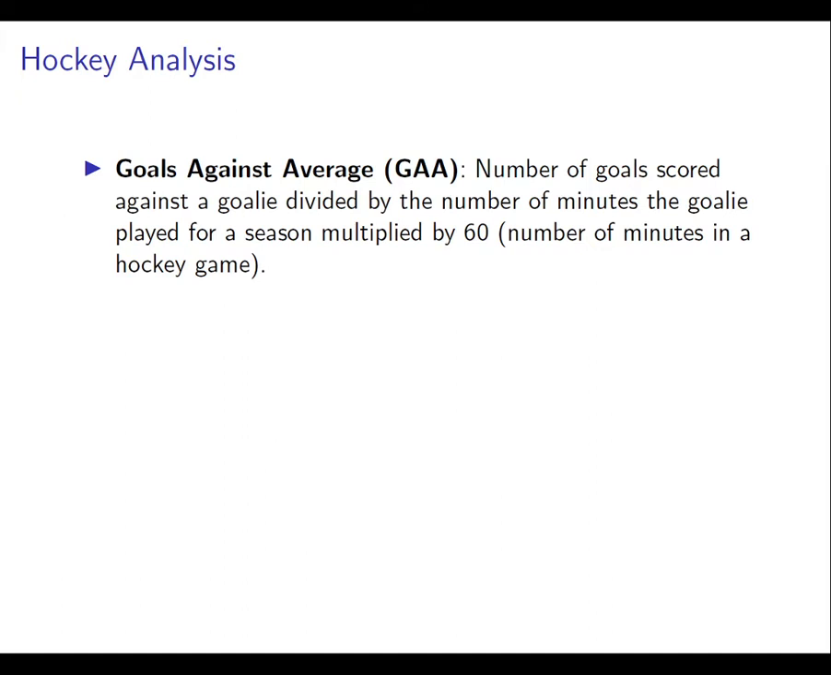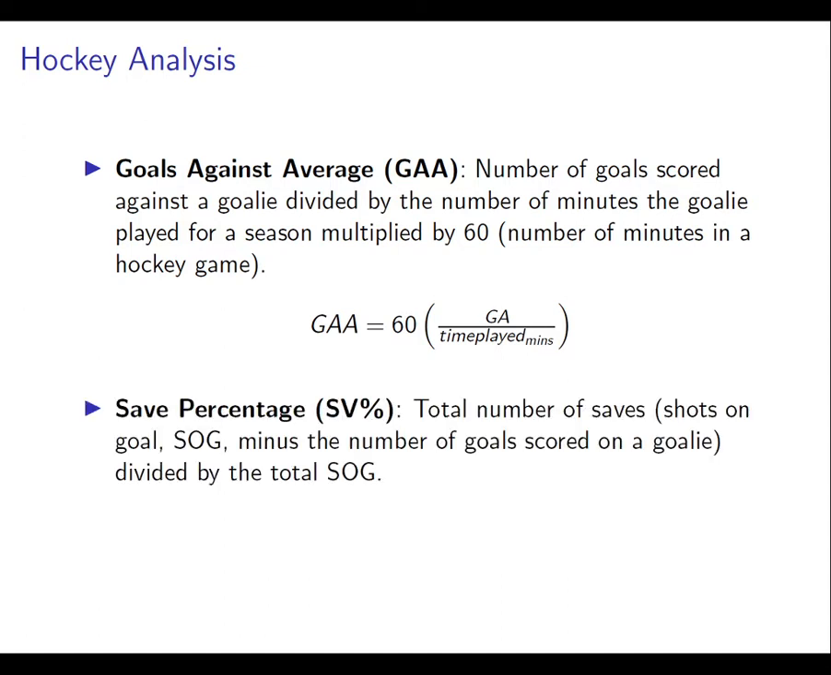And here are some of the statistics that we would like to be able to calculate. So goals against average is apparently going to be the number of goals scored against a goalie divided by the number of minutes the goalie played for a season multiplied by 60. I suppose this is a standard statistic. I don't know anything about hockey, so you'll have to take the previous person's word for that. Some hockey enthusiast probably wrote this slide in the first place. So that's the formula for that.